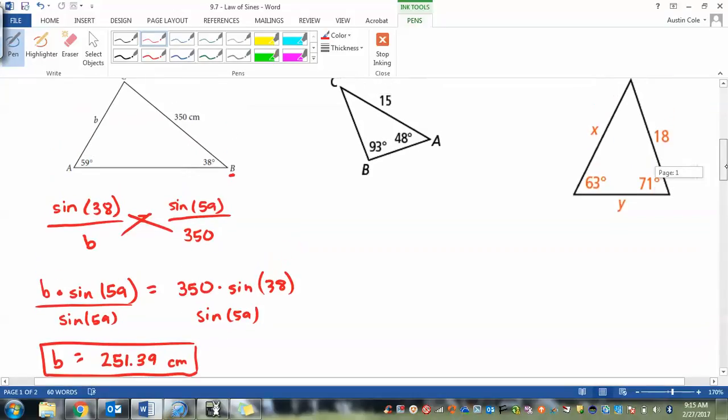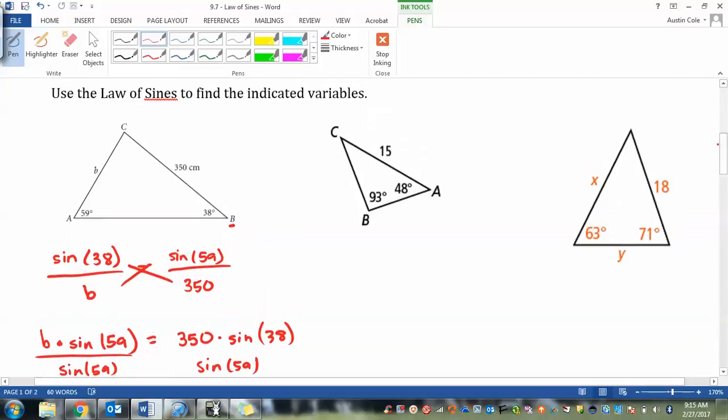Okay, next one. Let's put A there. We don't know what we're finding. I forgot to include that, but let's put an A there, and that's what we're going to find. So if I'm going to find A, I need to work across the triangle here. So I'm going to say the sine of 48 over A equals the sine of 93 divided by 15.